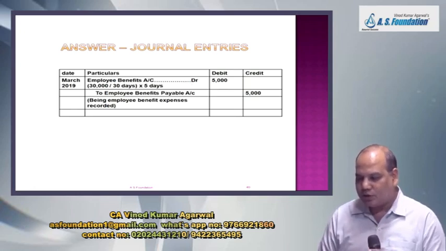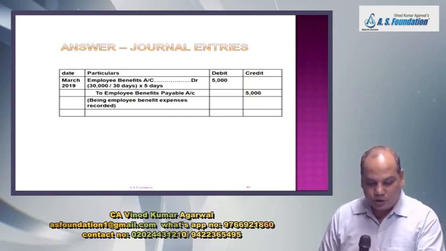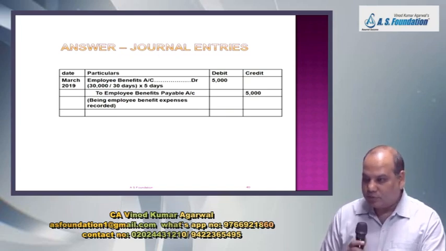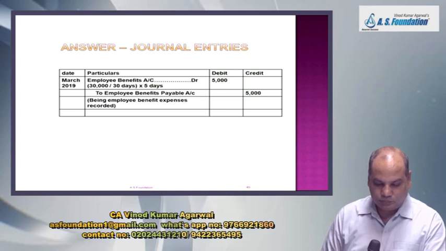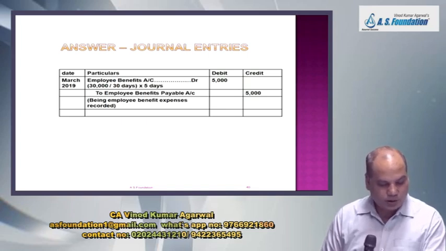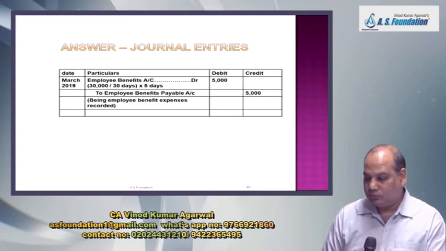March 31st, 2019. Employee benefits account debit, to employee benefits payable account, 5,000. Is it right?